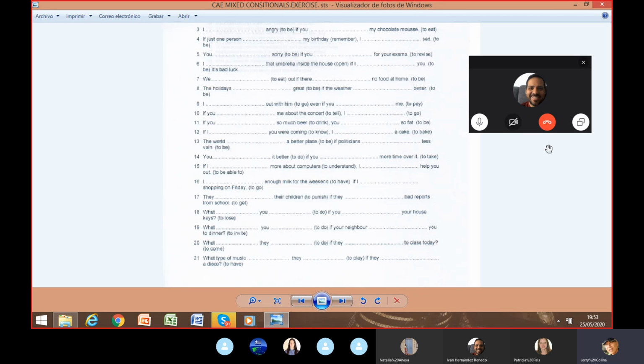16. I'll have enough milk for the weekend if I don't go shopping on Friday. No, I don't like that. I think it must be negative. I won't have enough milk for the weekend if I don't go shopping on Friday. 17. They punish their children if they get bad reports from school. My God. They'll punish their children if they get bad reports from school.